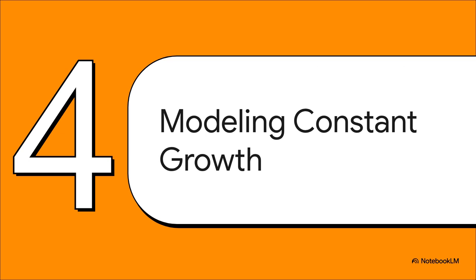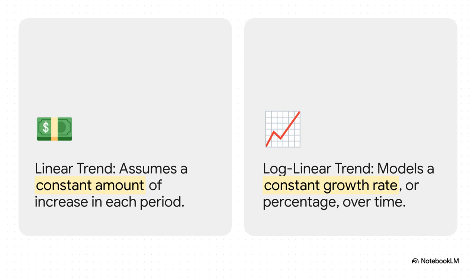Well, this leads us to a much smarter approach, modeling constant growth. So here's the difference, and it's a big one. Our busted linear model on the left assumed growth was a fixed dollar amount, like adding $80 million every quarter. The log linear model on the right makes a much more realistic assumption, especially for a growing company. It assumes sales increase by a constant percentage each quarter.